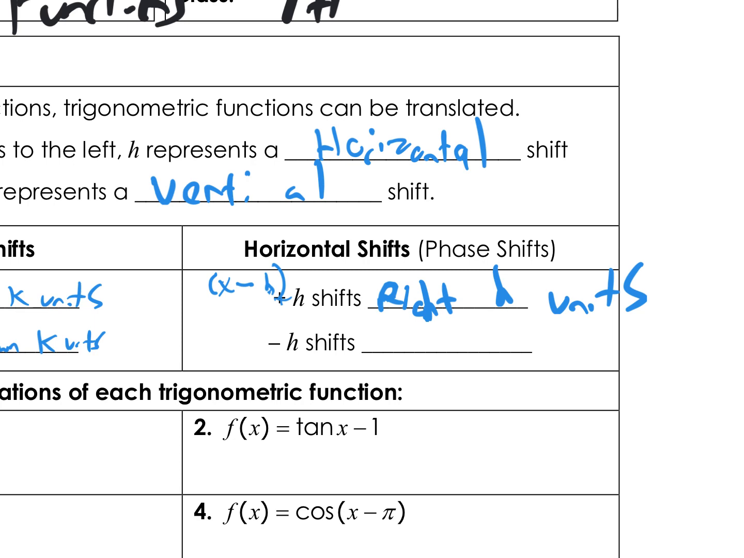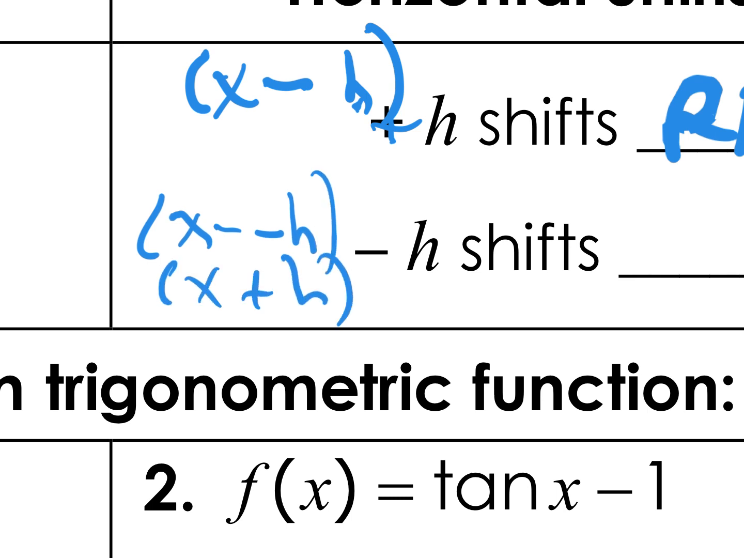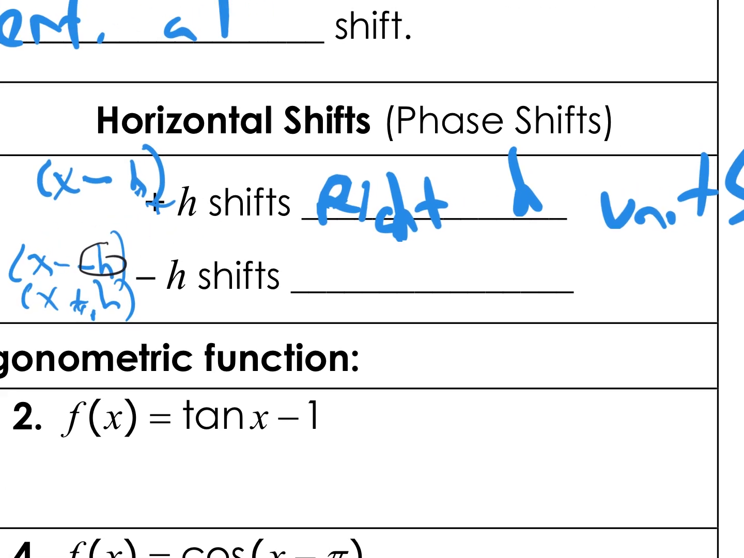When H is negative, it's going to look like x minus the negative H, which turns into x plus H. Nobody writes minus negative, not really. We write it as a plus. So when you see the plus, it really meant the H was negative. So we go left H units.